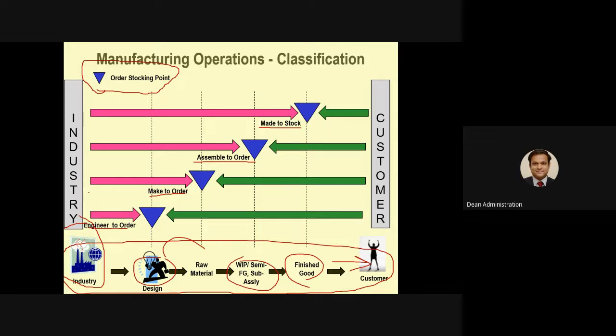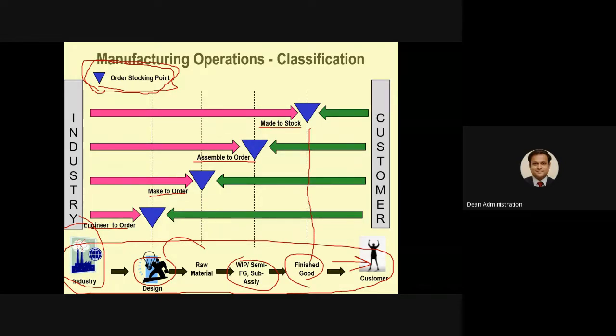But when you look at the individual industry, you're going to have large volume, but a smaller number of varieties possible, right? So please remember that. Made to stock, and therefore, if you want to see the order stocking point, that means from where you buy this product, at what stage you buy this product, it is seen from this.